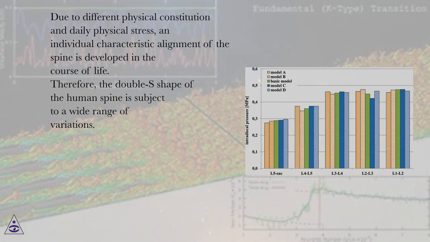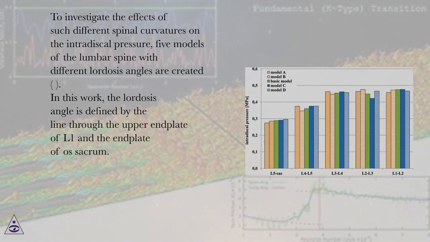Due to different physical constitution and daily physical stress, an individual characteristic alignment of the spine is developed in the course of life. Therefore, the double S shape of the human spine is subject to a wide range of variations. To investigate the effects of such different spinal curvatures on the intradiscal pressure, 5 models of the lumbar spine with different lordosis angles are created. In this work, the lordosis angle is defined by the line through the upper end plate of L1 and the end plate of os sacrum.